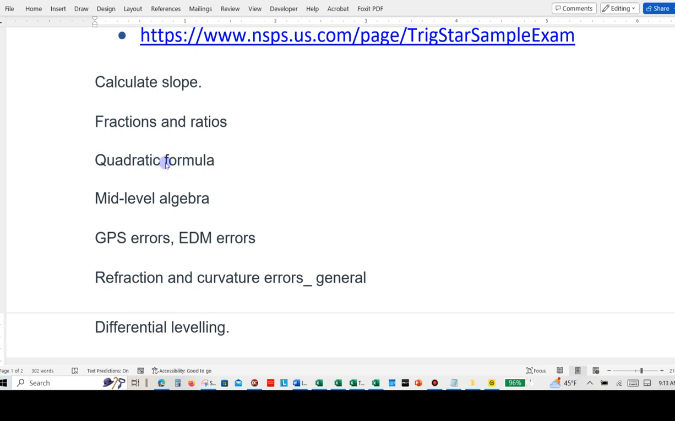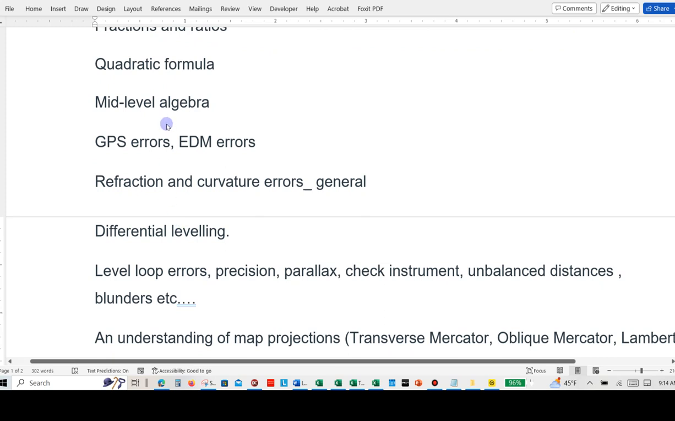Know how to look it up. Know how to plug in. All you've got to do is know how to plug in the numbers. I think the formula will be in there. Mid-level algebra, pretty basic algebra, nothing real complicated.